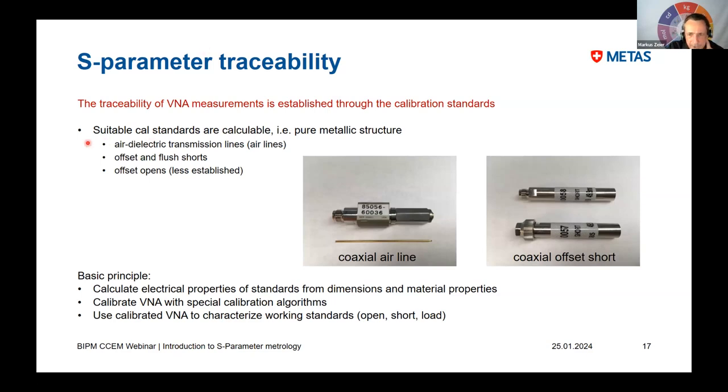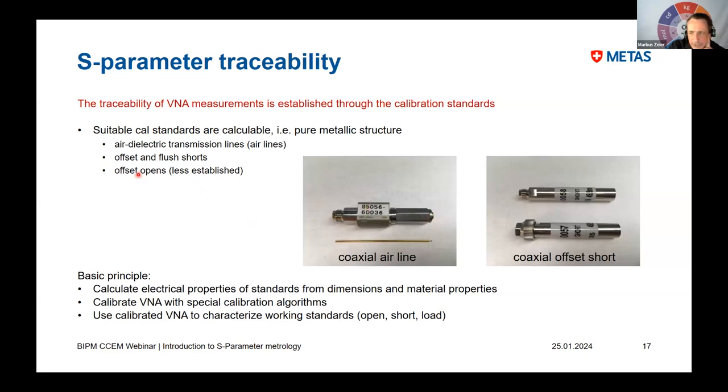So there are first these airlines I was already mentioning before. It's an air-dielectric transmission line. You can see here a picture. It's just a piece of coaxial line, and the inner conductor is separated from the outer conductor, basically. And the inner conductor is just being held in place by the connection.